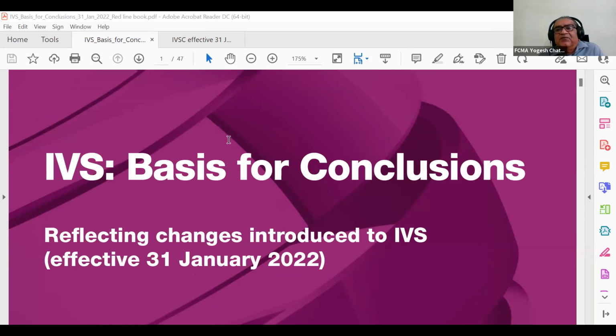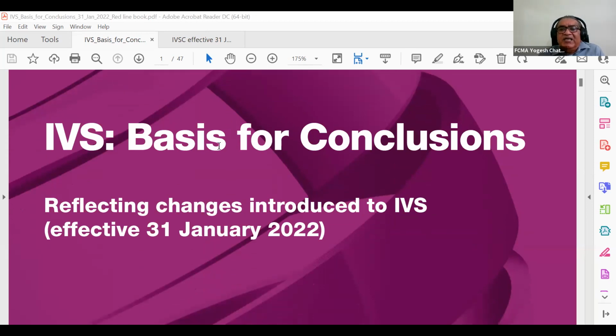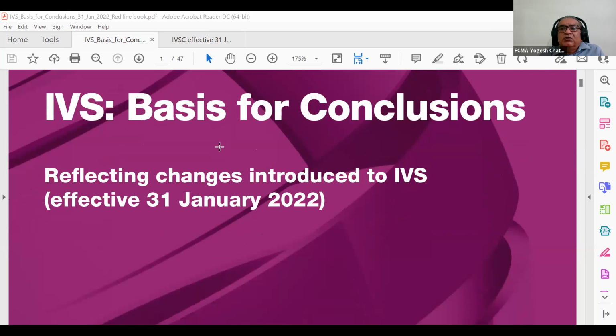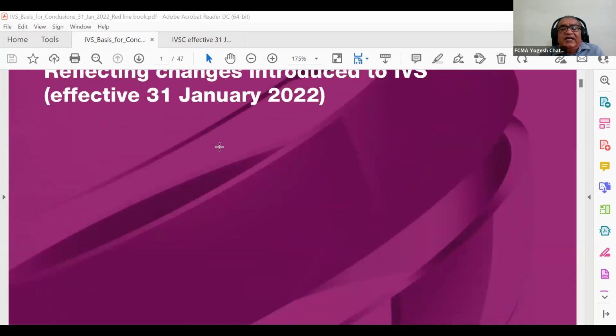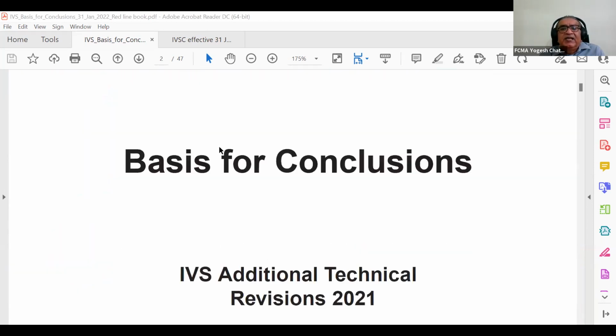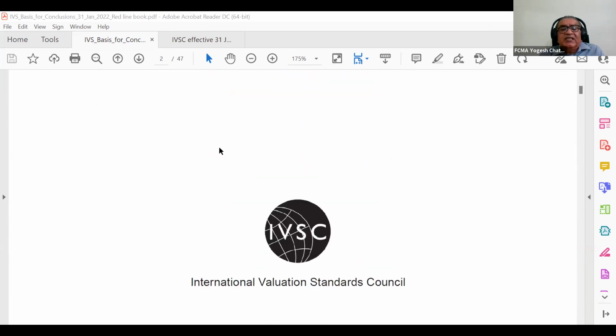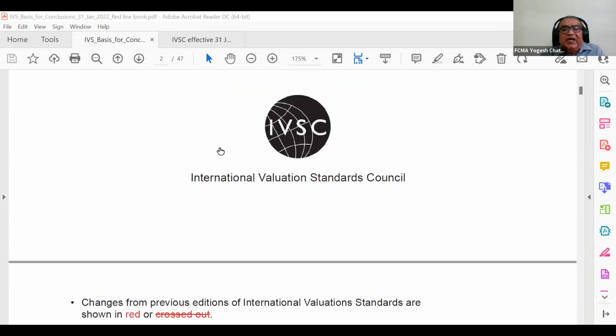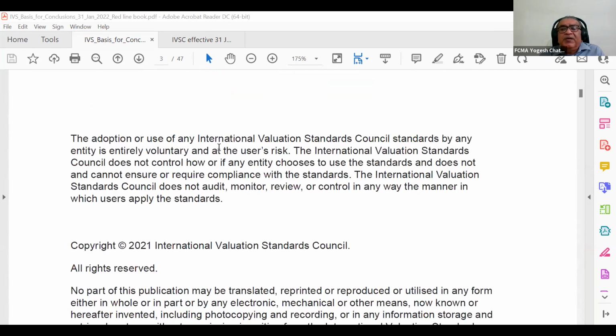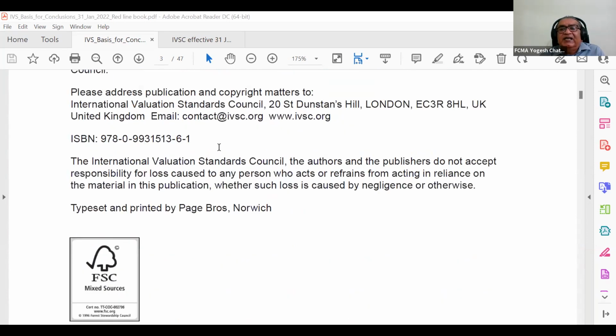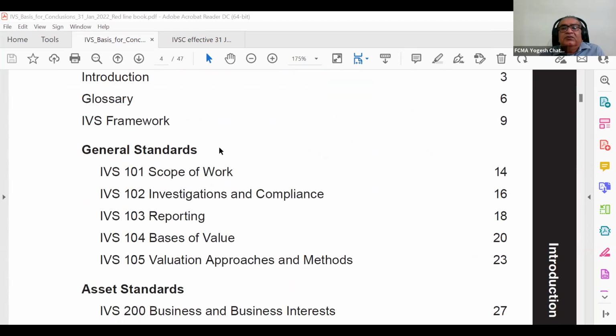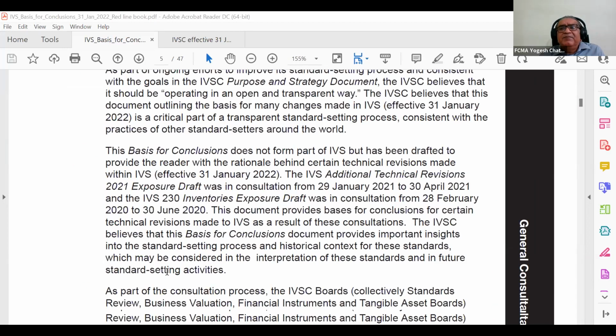This is a 47 pages booklet, which is also available on the internet. You can download it. Now here, as you can see, whatever changes have been made, those changes have been reflected in red letters, so that identification is very easy. So this is very important.